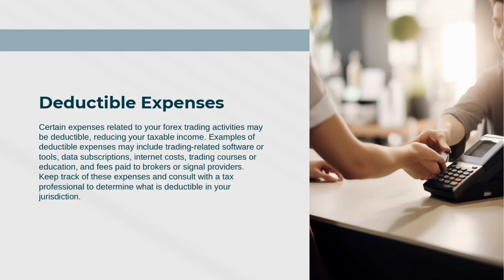Deductible expenses. Certain expenses related to your Forex trading activities may be deductible, reducing your taxable income. Examples of deductible expenses may include trading-related software or tools, data subscriptions, internet costs, trading courses or education, and fees paid to brokers or signal providers. Keep track of these expenses and consult with a tax professional to determine what is deductible in your jurisdiction.